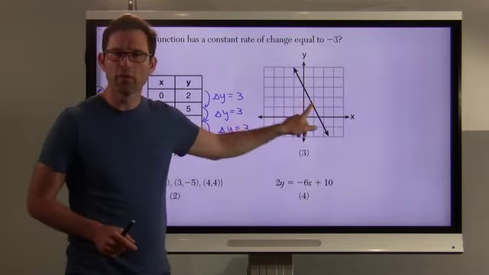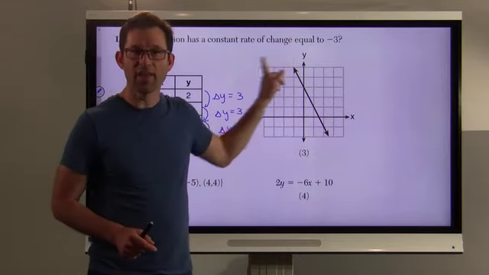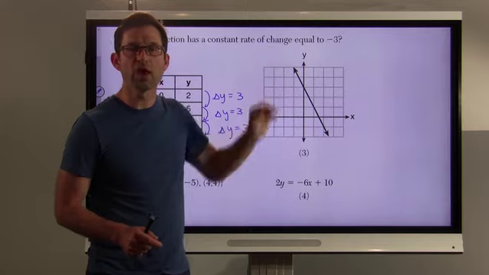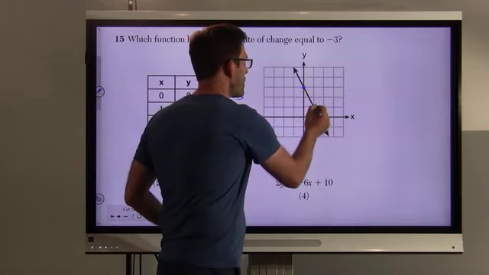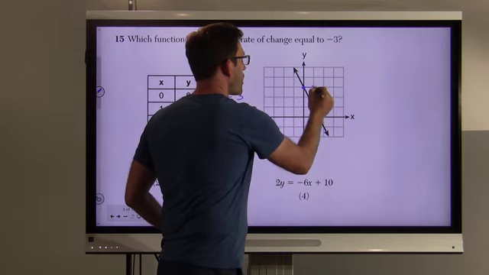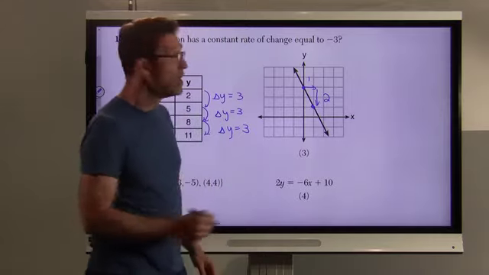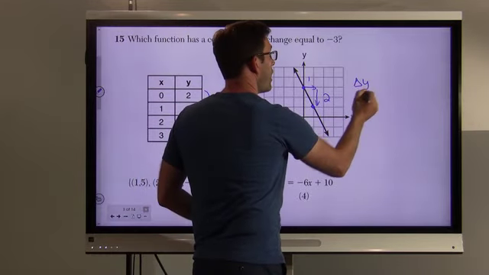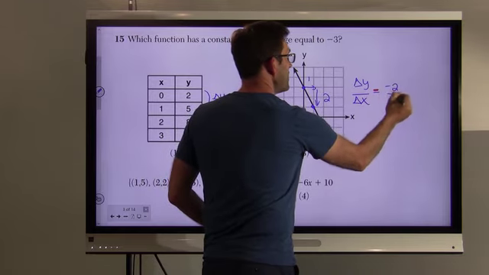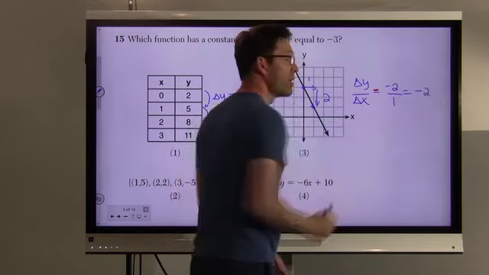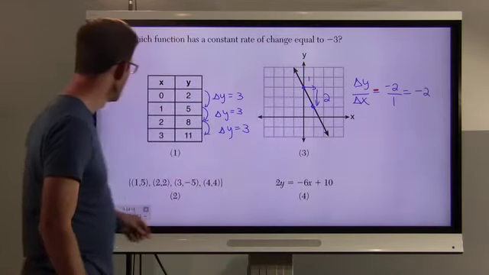Let's take a look at this one, the graph of this line. Now remember, for a line, the average rate of change, or the rate of change, is equal to its slope. Well, what is the slope of this line? For 1 unit to the right, this line goes 2 units down. So delta y over delta x in this particular graph, A, is negative 2 divided by 1, or negative 2. But I'm looking for something that has a slope of negative 3.